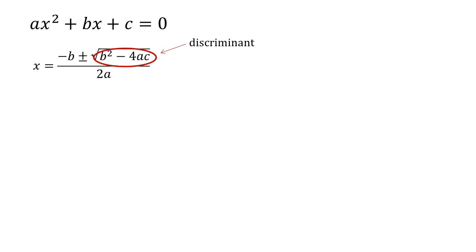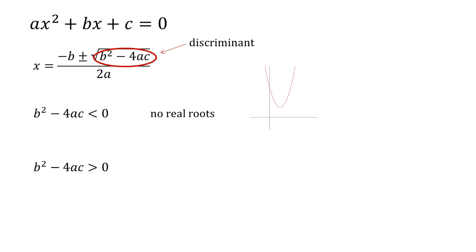Now there are three ways this can be. Our b squared minus 4ac could be smaller than 0. Now if it's less than 0, we're square rooting this. The square root of a number less than 0 can't be a real number. It would have to have an imaginary element to it. Hence, x itself can't be real. So there would be no real roots to our equation. Our graph would look something like this. It's not crossing the x-axis at all. There's no real roots.